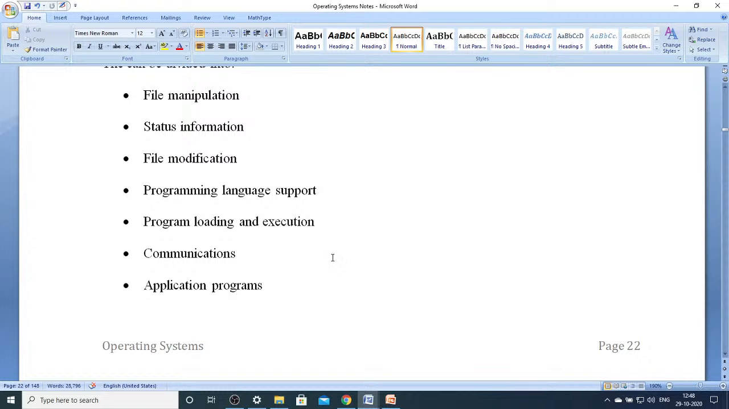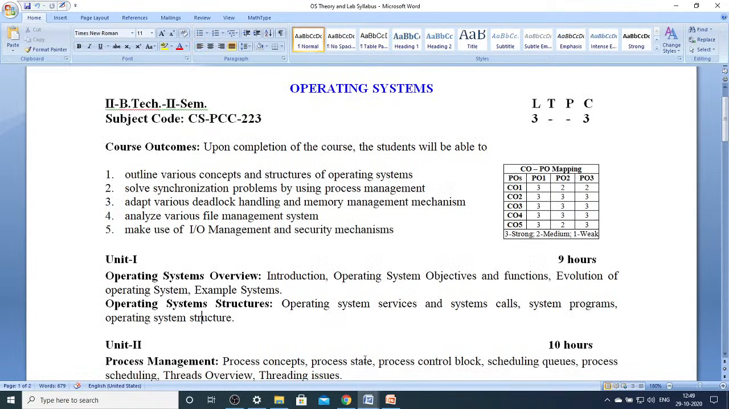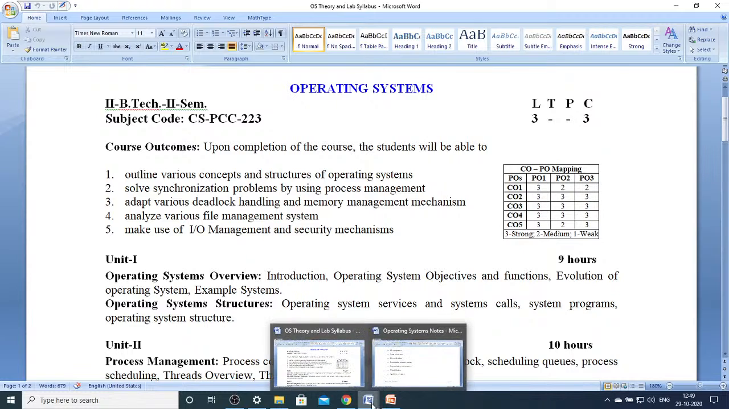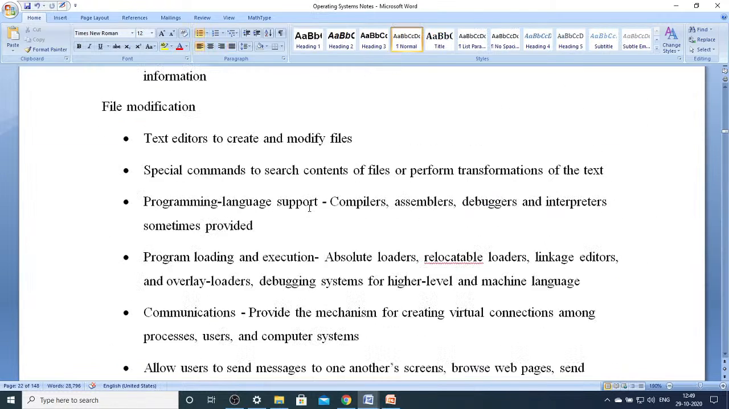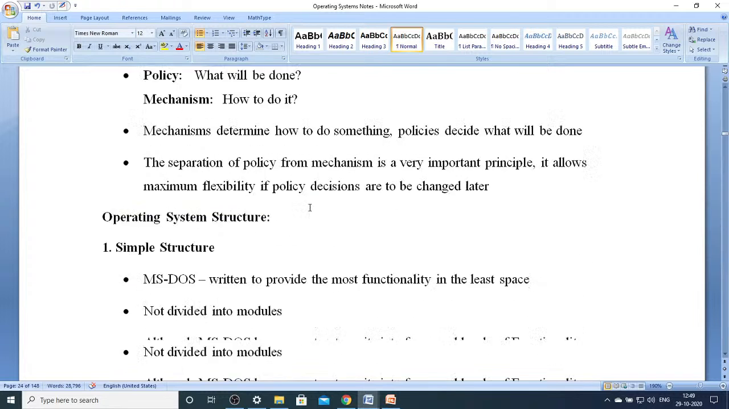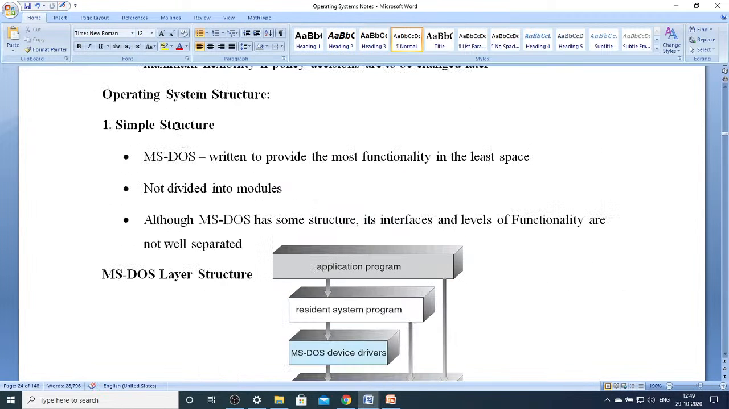And lastly, the sixth question that I have told you is important from Unit 1 is operating system structures, or the design and implementation. You need to explain the 4 structures: the simple structure, layered structure, microkernel approach, and modular approach. These are the 4 structures you need to explain with regard to the operating system structure or the design and implementation. So these are the 6 important questions expected from Unit 1.